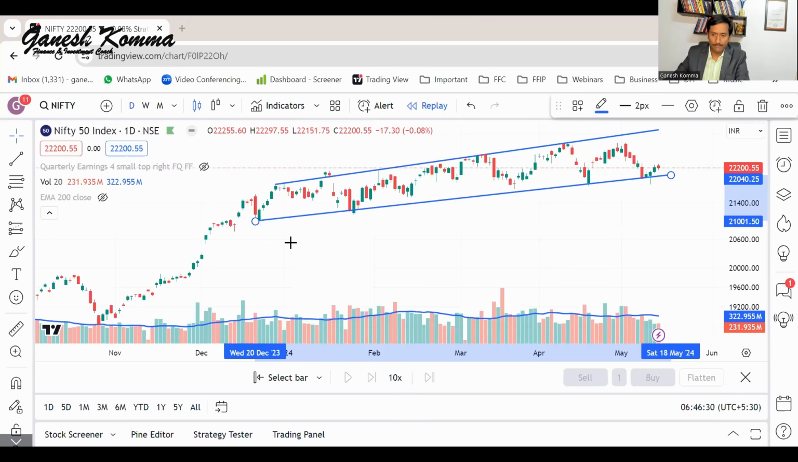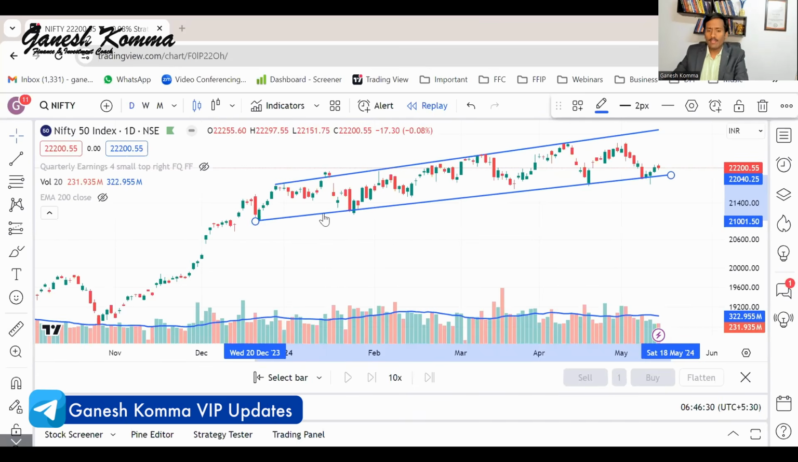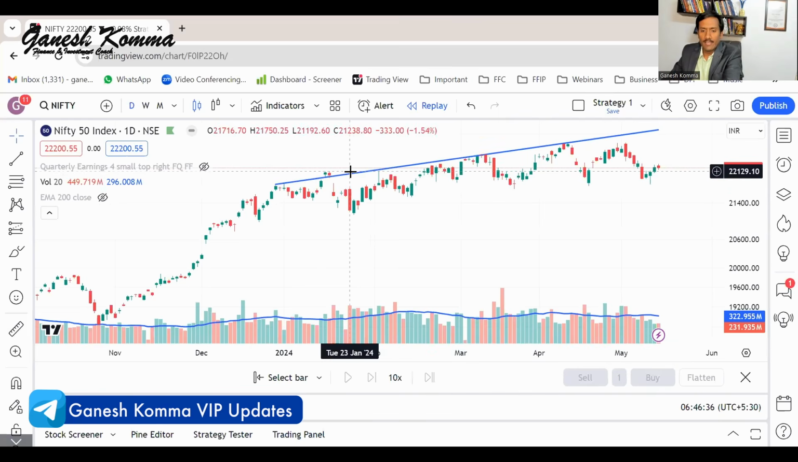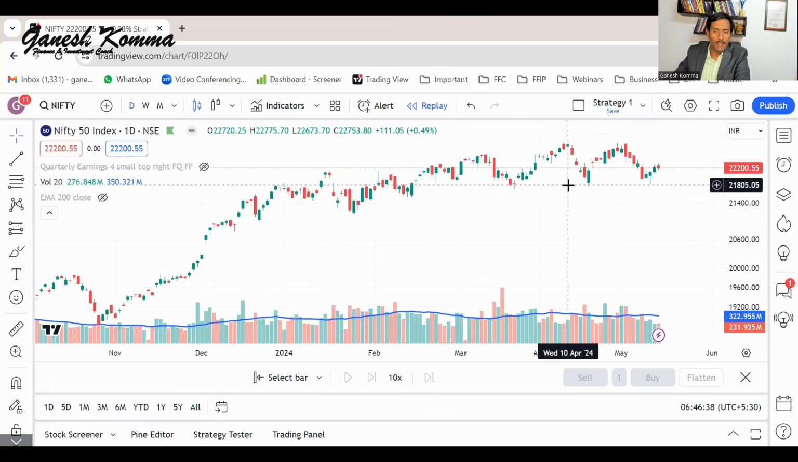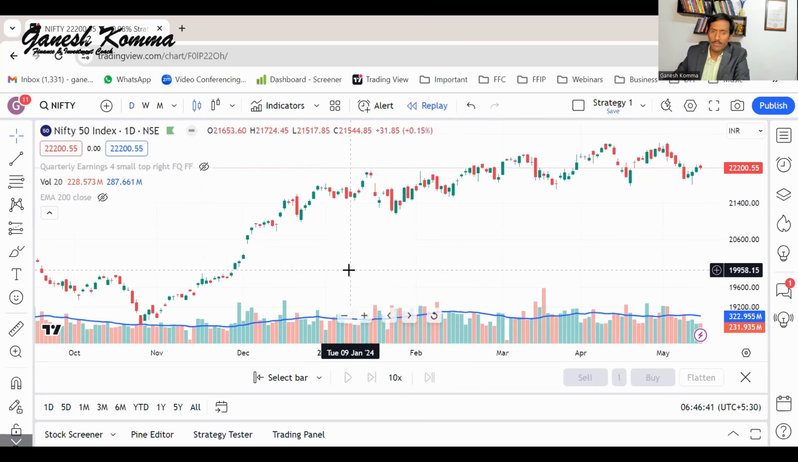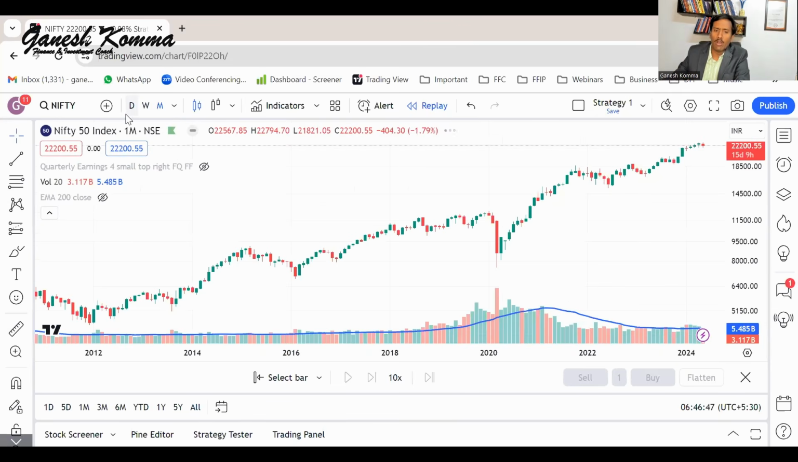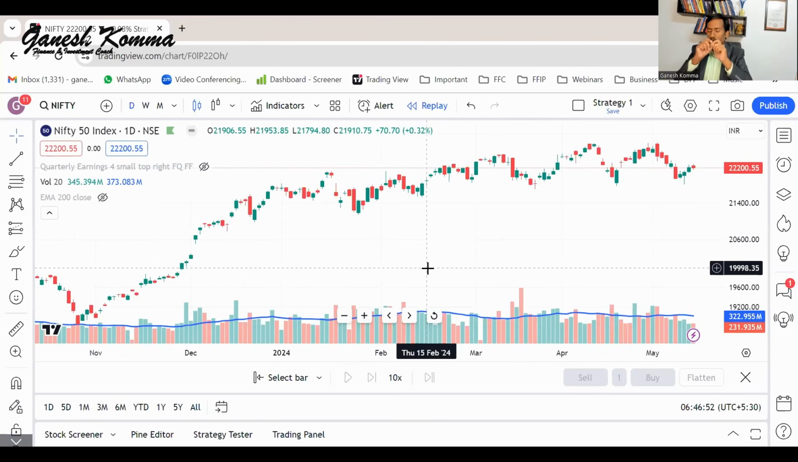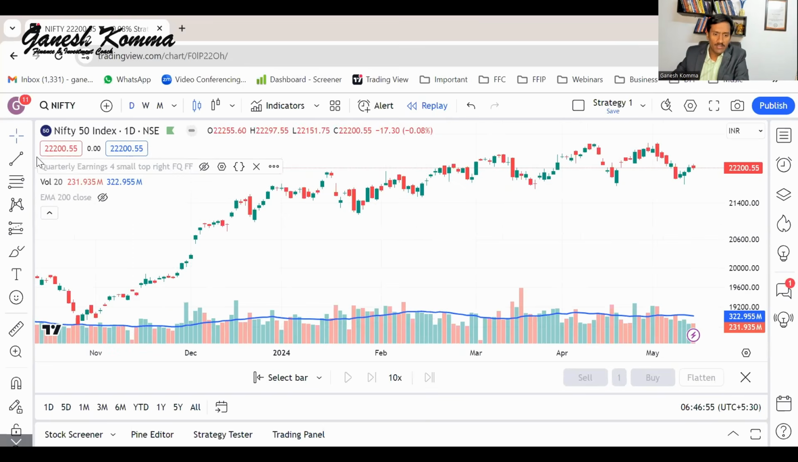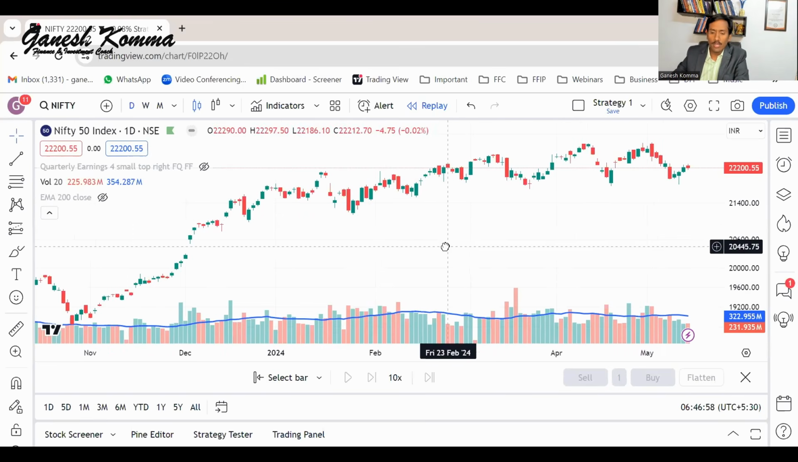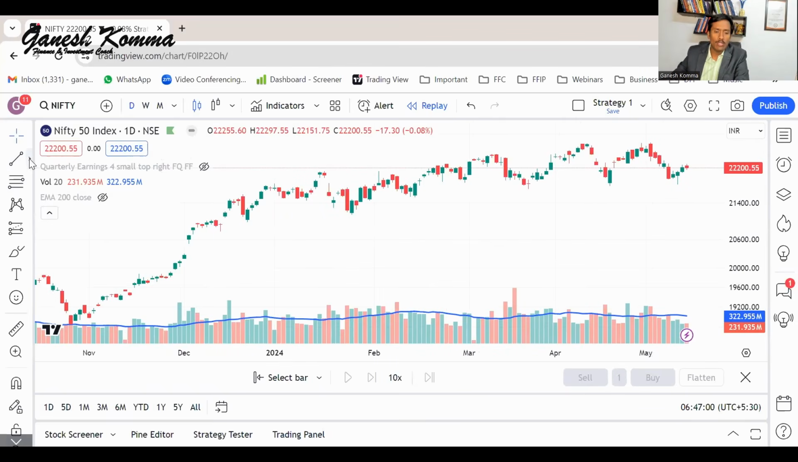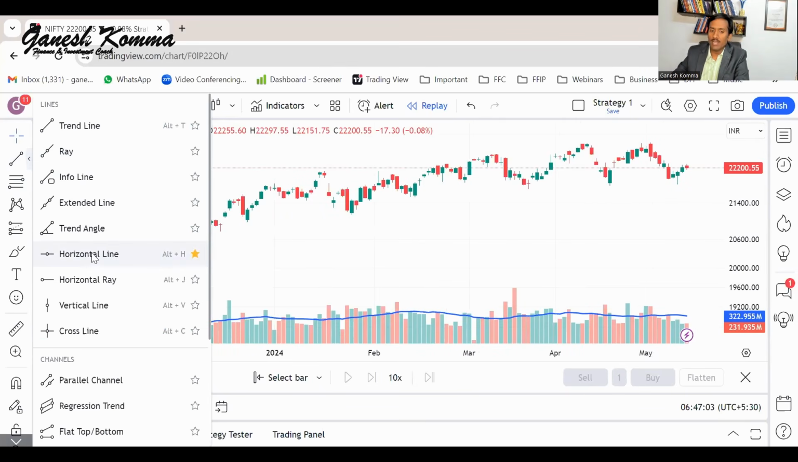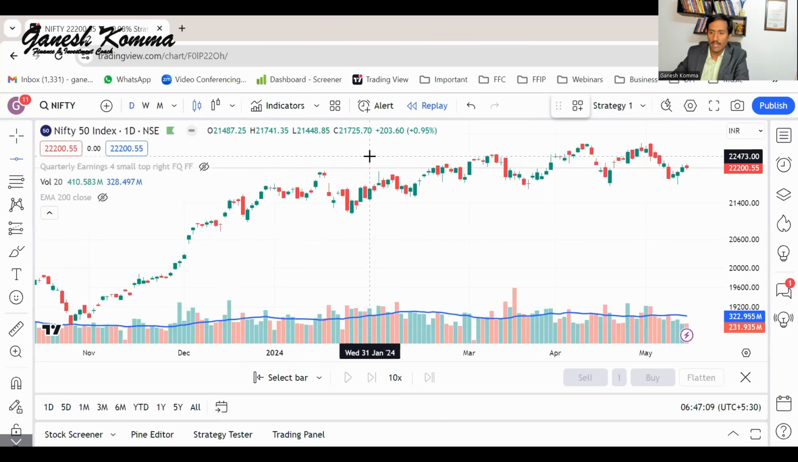Now, let's draw the resistance and support lines for Nifty 50. You can draw resistance and support on a daily, weekly, or monthly time frame. Like how you have drawn a trend line, a straight line connecting two or more points, for support and resistance also we have to connect two or more points. So I'll go to the trend line tools here. The shortcut is Alt plus H, or you can just select the horizontal line.